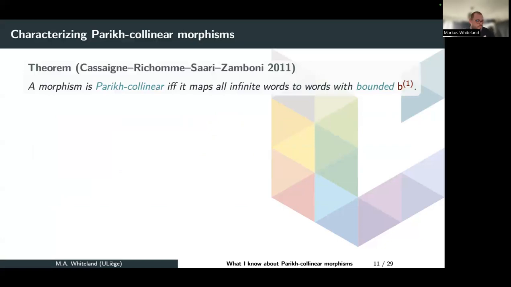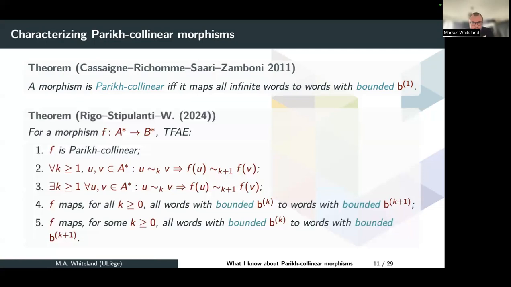Right. So I'm supposed to talk about characterizations of Parikh-collinear morphisms. Just recall that this is the theorem I mentioned earlier. The morphism is Parikh-collinear if and only if it maps all infinite words to words with bounded abelian complexity. And this is what we generalize.